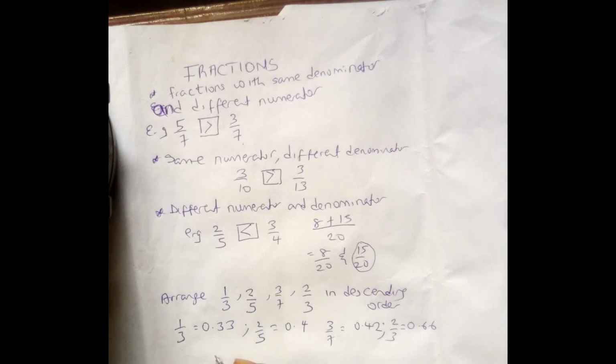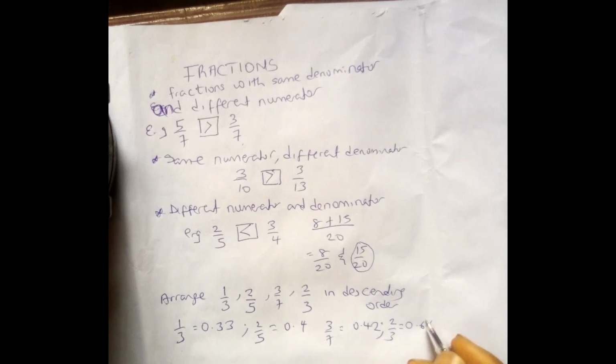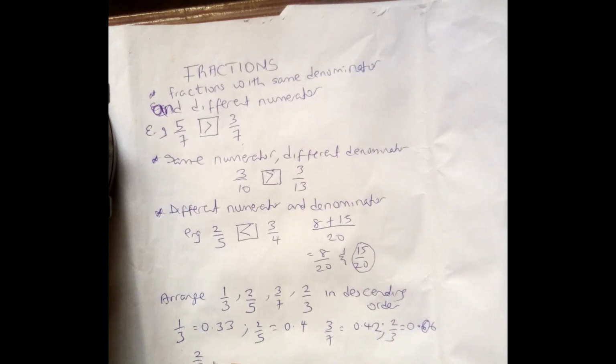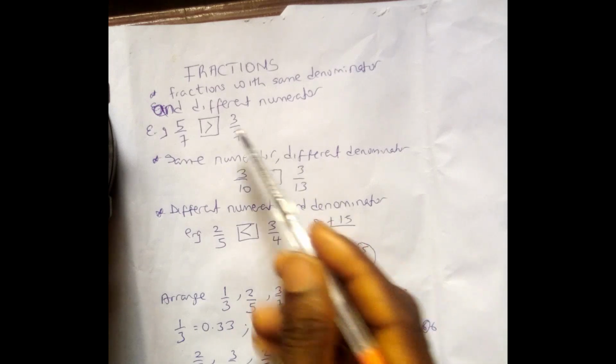So now let's arrange it from the highest to lowest. The highest here is 0.66, so 2 over 3 is first, followed by 0.42 and 0.4. Since they both have the same first digit, you check the next one. This is 2, while this one is 0, so 0.42 is higher. So 3 over 7, followed by 2 over 5, followed by 1 over 3. This is one way of doing it. Or you find the LCM, make the denominators the same, and use the rule here.